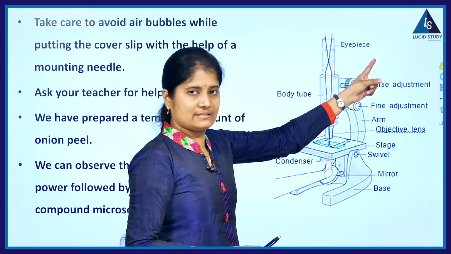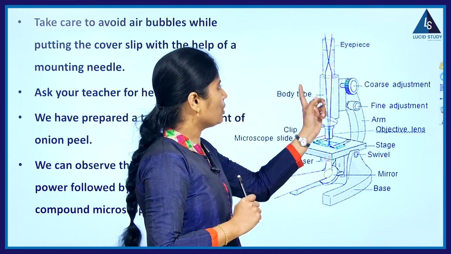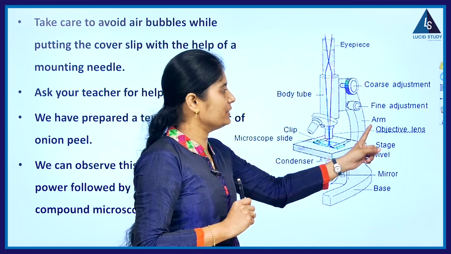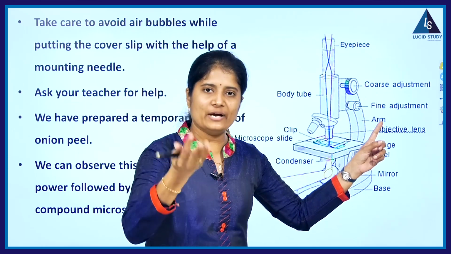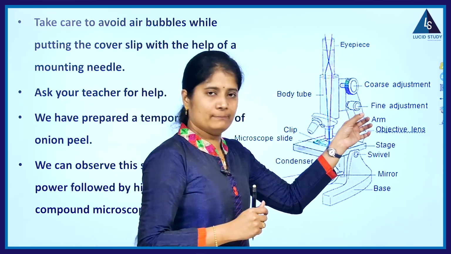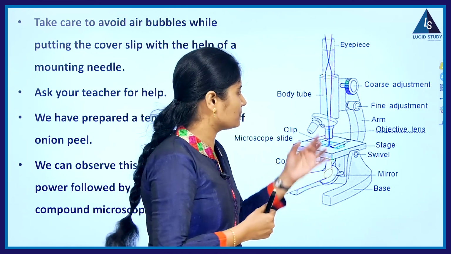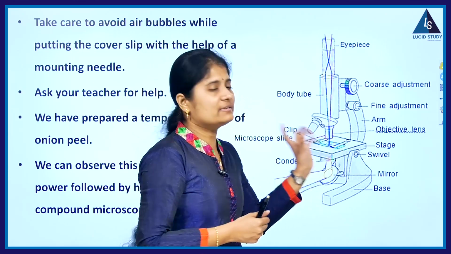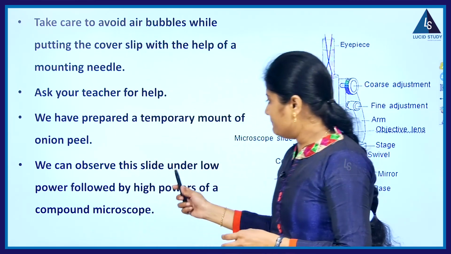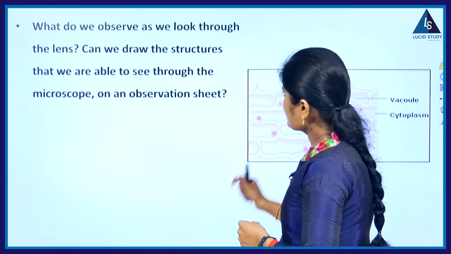This is the eyepiece, where we are going to observe our specimen. This is the body tube, and these are the adjustments that you need to make while viewing, so that you can see the arm. For carrying the microscope, you need an arm, so that it is used for that. And in this way, you can identify the object very clearly from high power to low power.